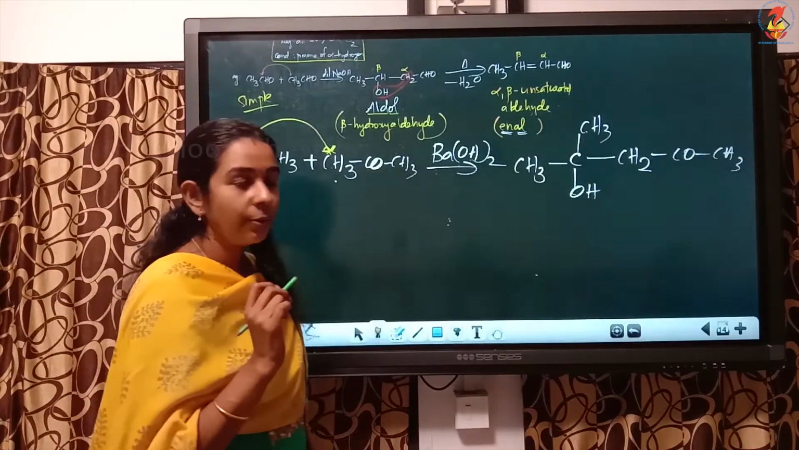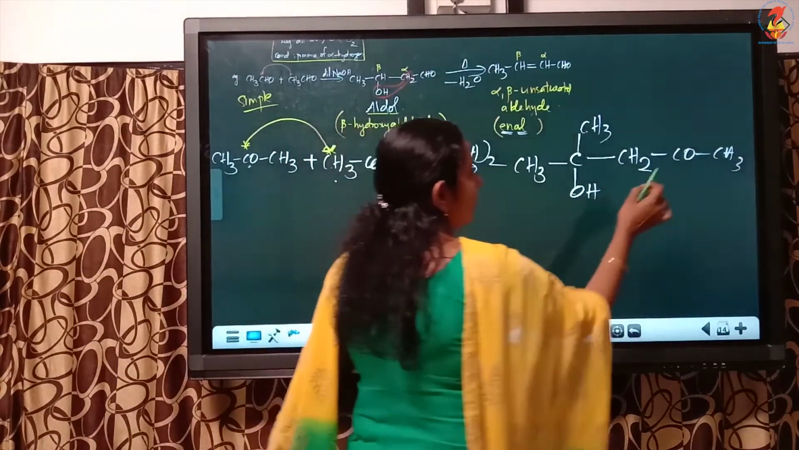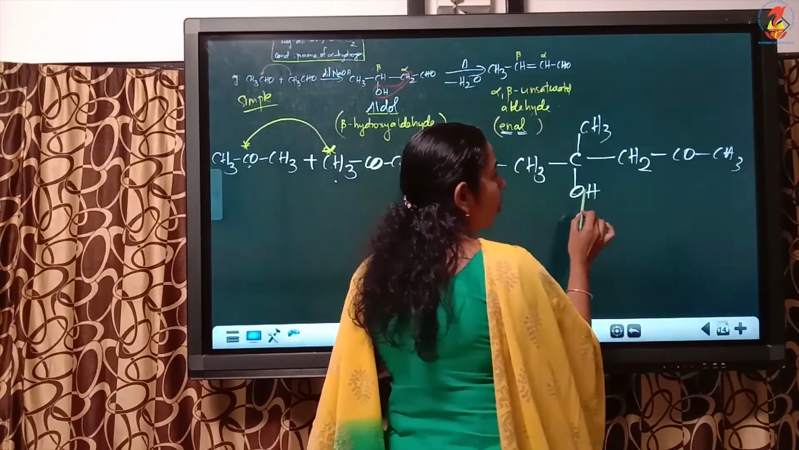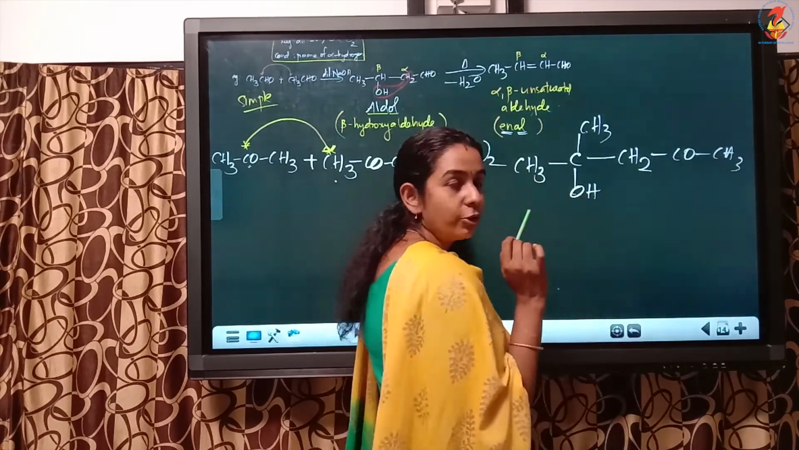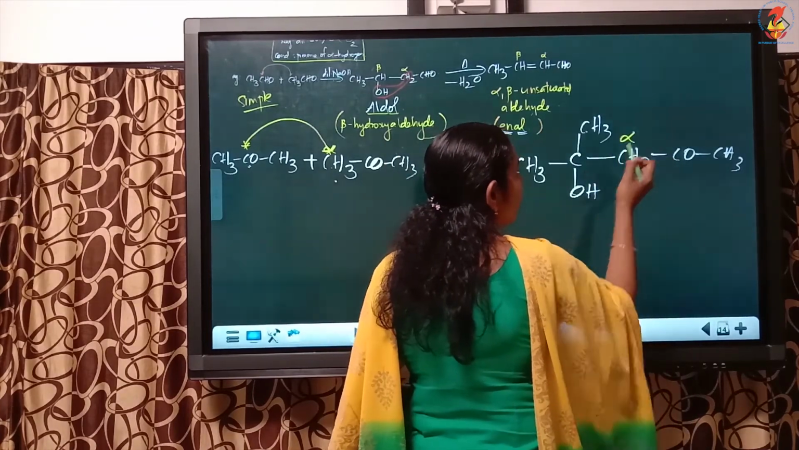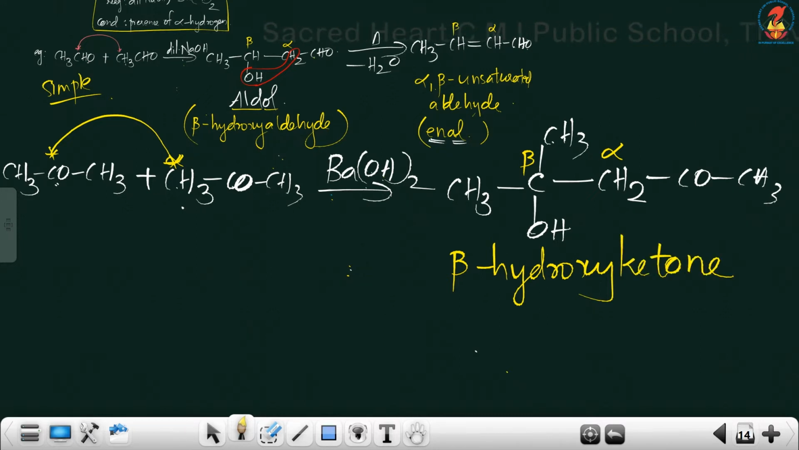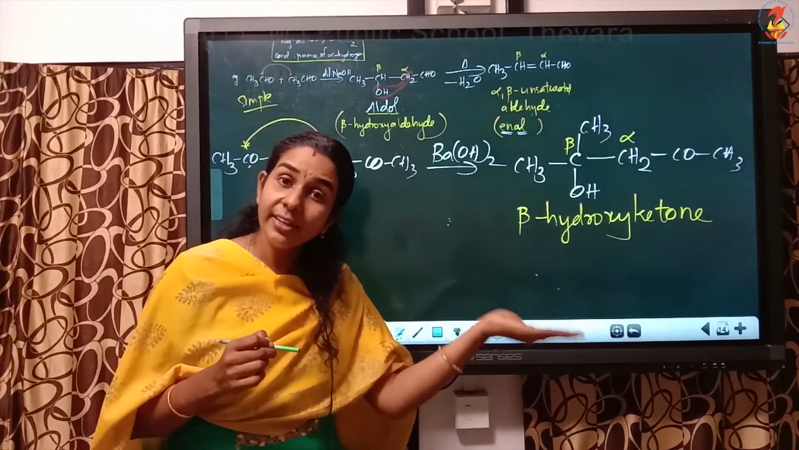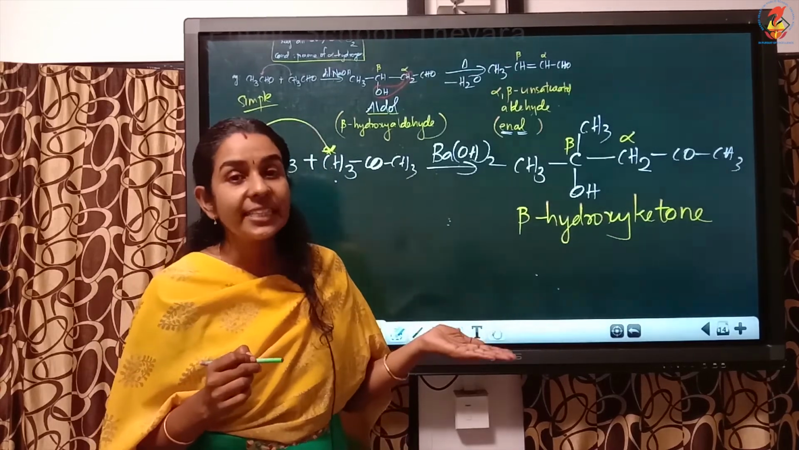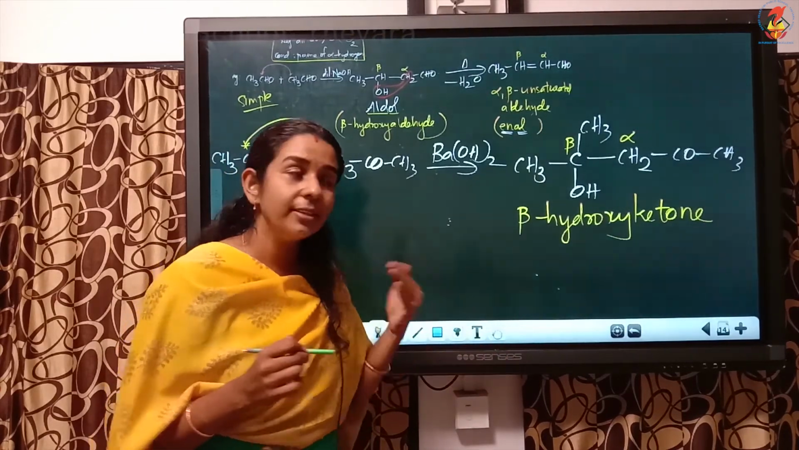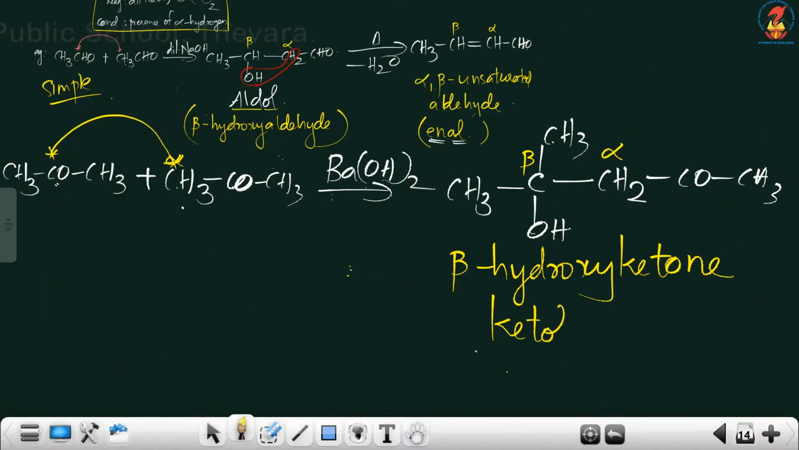So what is this product known as? This is the highest priority functional group. OH and CO are there, highest priority will go to ketone, and this is our alpha carbon, this is our beta carbon. So beta hydroxy, is it aldehyde? No, this is beta hydroxy ketone. Or we can call it, if an aldehyde is undergoing reaction, the product is aldol. Or if a ketone is undergoing reaction, yes, it is ketol.